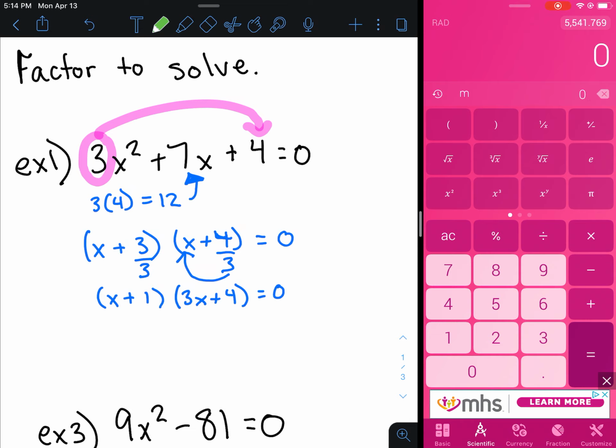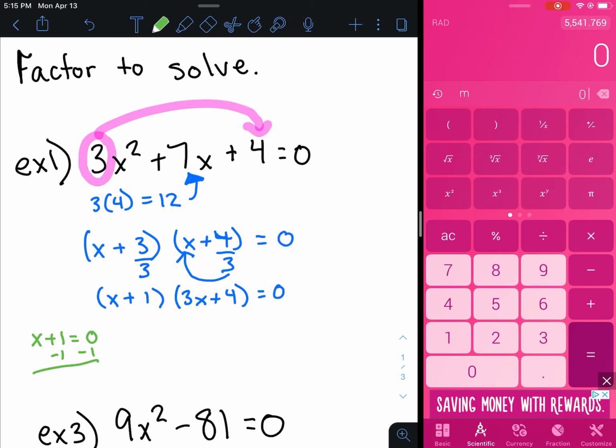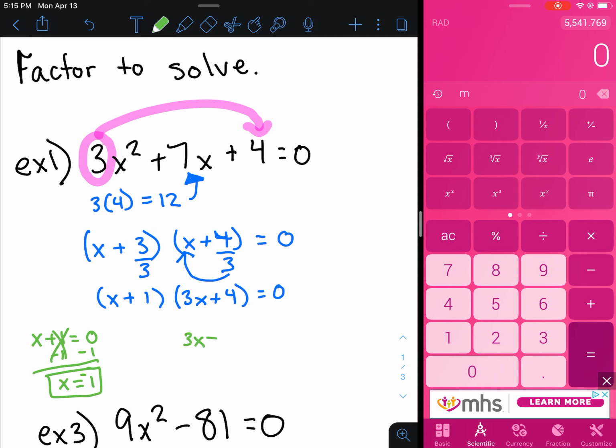Now we're going to set each of these factors equal to 0 and solve them. So our first factor is x plus 1 equals 0. We're going to subtract 1 from both sides, which ends up giving us x equals negative 1. Oops, negative 1. So that is one solution. Our other solution is going to be 3x plus 4 equals 0. We'll subtract 4, and then we are going to divide by 3 on both sides. That ends up giving us negative 4/3. So our two solutions are x equals negative 1 and x equals negative 4/3.